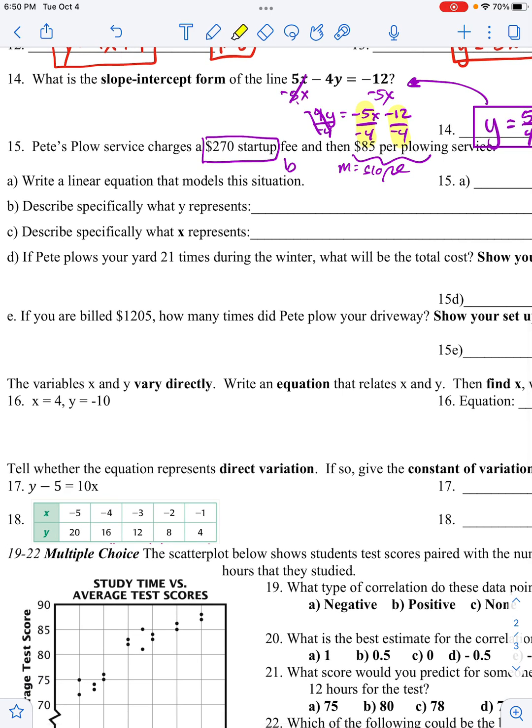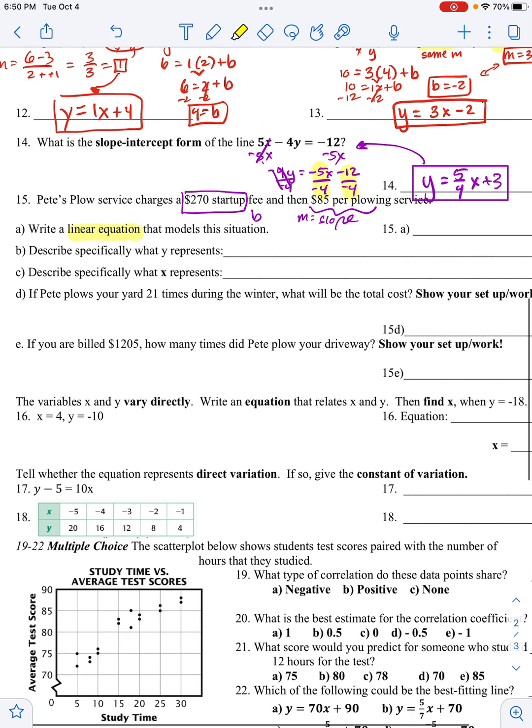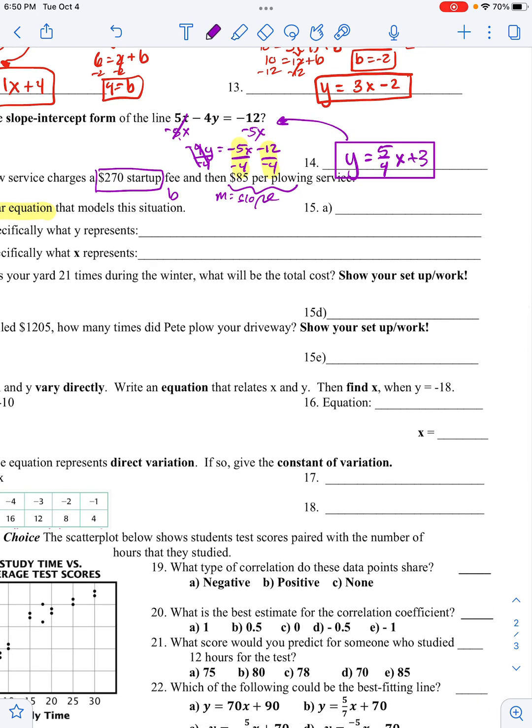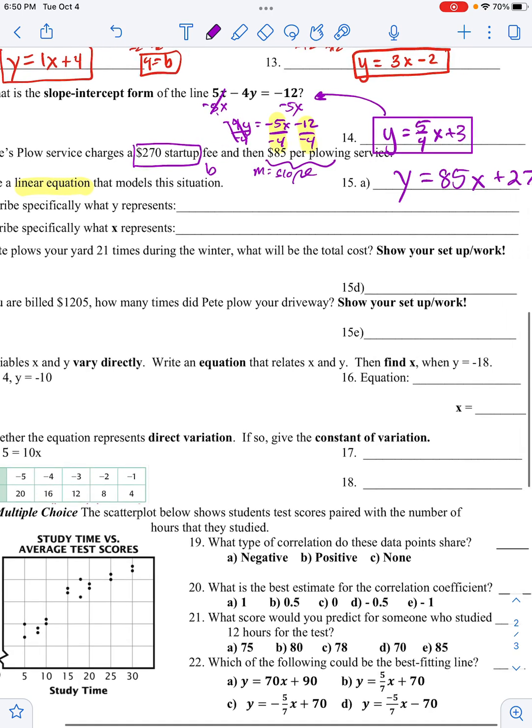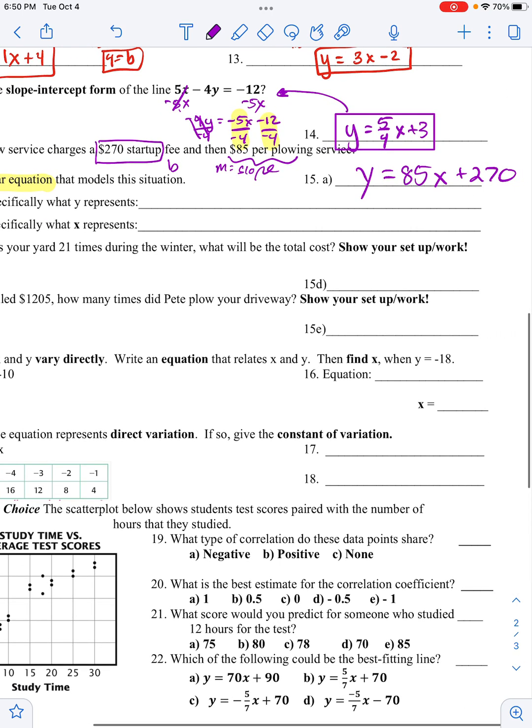So when it says to write a linear equation that models the situation, I'm just going to go ahead and write what I know. And you can use whatever variable you want. Y equals the slope, which is 85 times x, and then plus the 270. It says describe specifically what the y represents. Well, in this situation, I'm at $270 plus 85 per plow. So y is going to be the total cost of however many plows. So I guess I would write like total cost of the plowing.